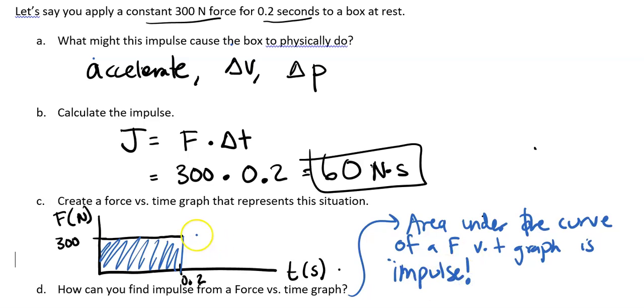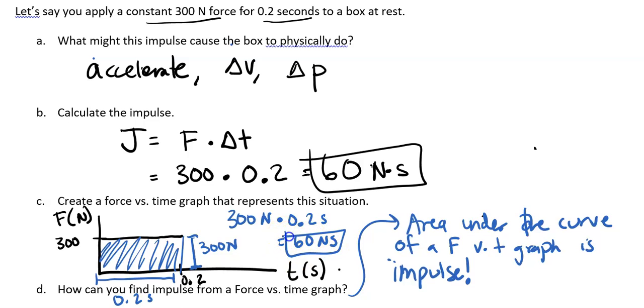Cool. So let's think about this. This is essentially 300 newtons, and this right here is 0.2 seconds. So to find the area, we're just multiplying 300 newtons times 0.2 seconds, which is 60 newton seconds. Cool. So we're finding the area. Let's go ahead and add a little more calculus ideas. The area under the curve we know is the integral. Again, integral is just a fancy name for area under the curve.